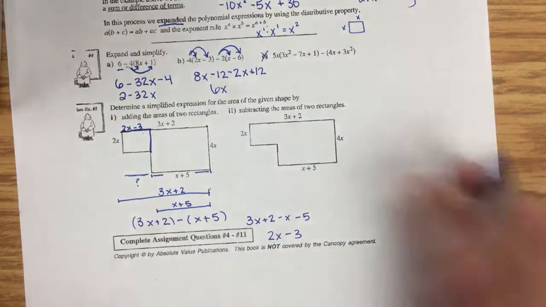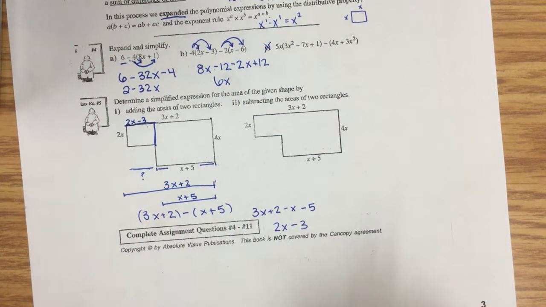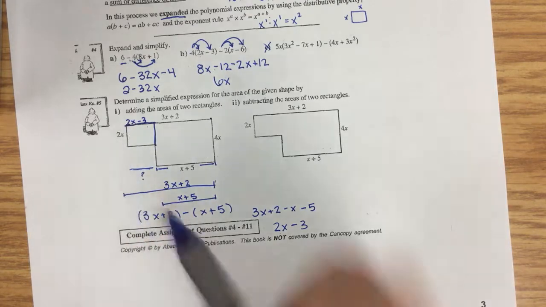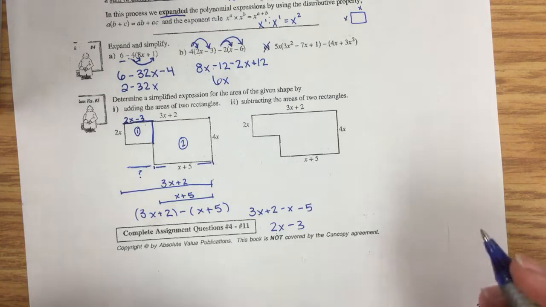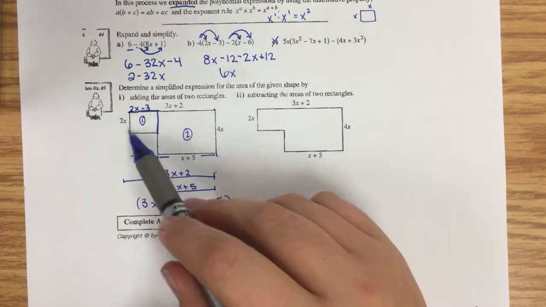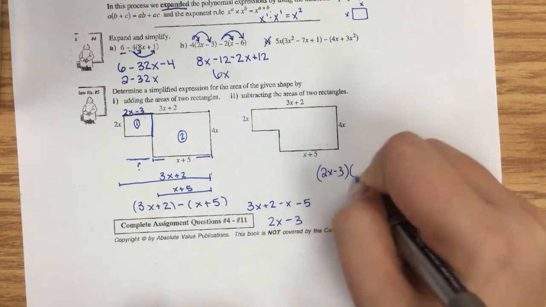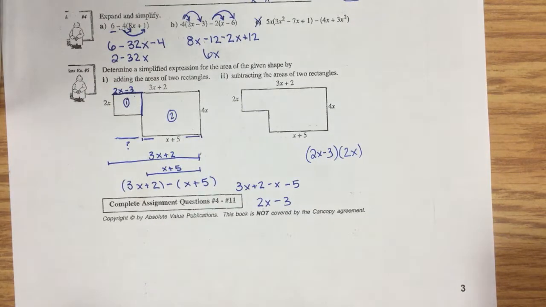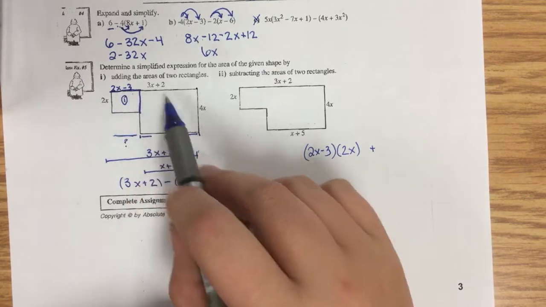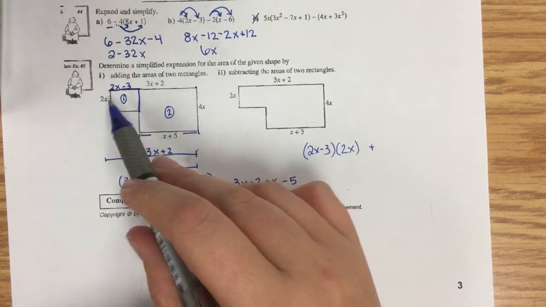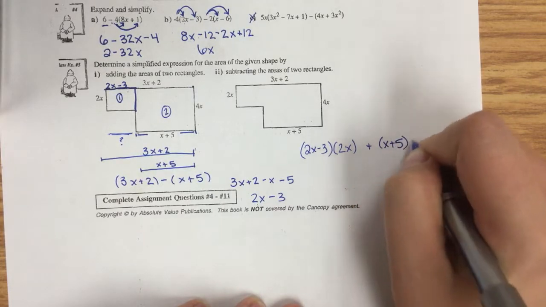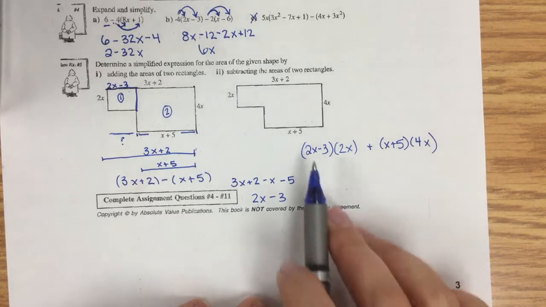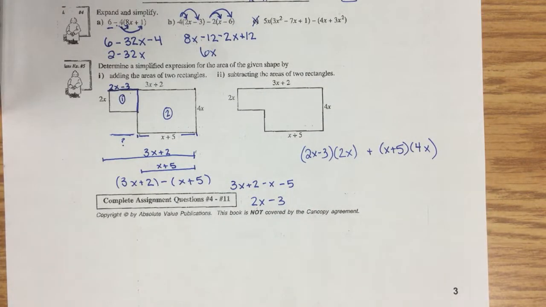Feel free to write all over the space here because we're going to do one version of this question rather than 2. If I want to add up the areas, I'm going to add up the area of the first rectangle, labeling it 1, and the area of the second rectangle, labeling it rectangle 2. The area of the first rectangle is length 2x minus 3 times width 2x. The second rectangle is x plus 5, because I don't want the 3x plus 2, that was the whole thing. I just want the distance from this corner to this corner to match up here. x plus 5 times 4x. So here's my multiplication statement with the addition of the 2 rectangles.